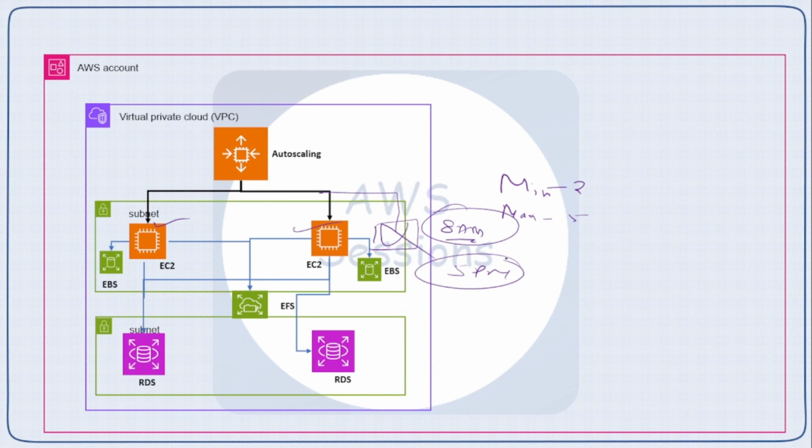Another thing it can do is, suppose we are monitoring some metrics. Let's say if the CPU is greater than some threshold, then add more instances. And if the CPU is less than that, then remove those instances. So all these things can be done automatically without any manual effort via auto scaling. So it is quite a beneficial service, I would say.